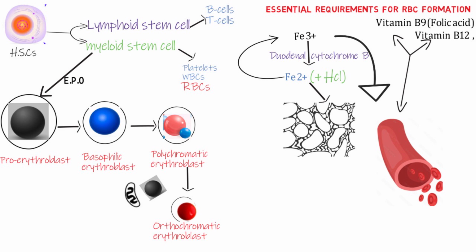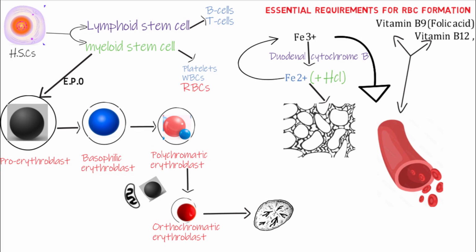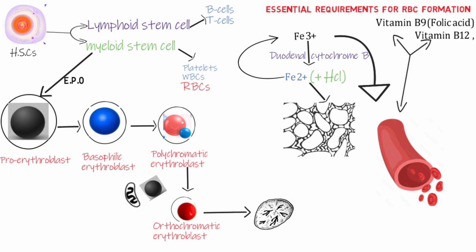So what's next? At this point now, a specific cell is formed and it's called the reticulocyte. This reticulocyte is an immature red blood cell, so it remains somewhere in the red bone marrow until it grows into maturation, and when it's matured, it's released into the bloodstream.